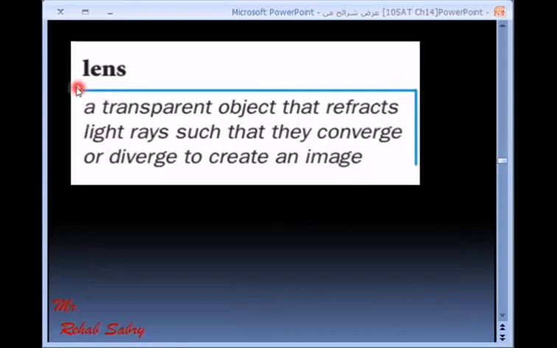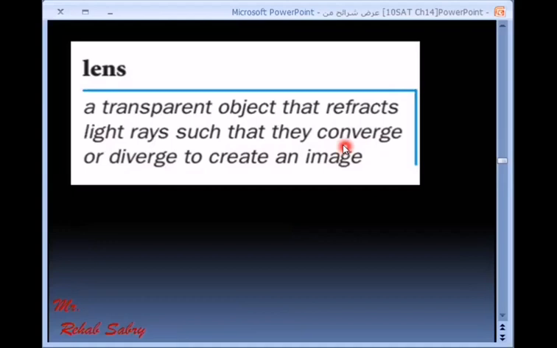First of all, let's remember what's meant by lens. A lens is a transparent object that refracts light rays such that they converge or diverge to create an image. And let's remember that if they converge, the rays themselves will meet together or intersect together to give what? To give the image.